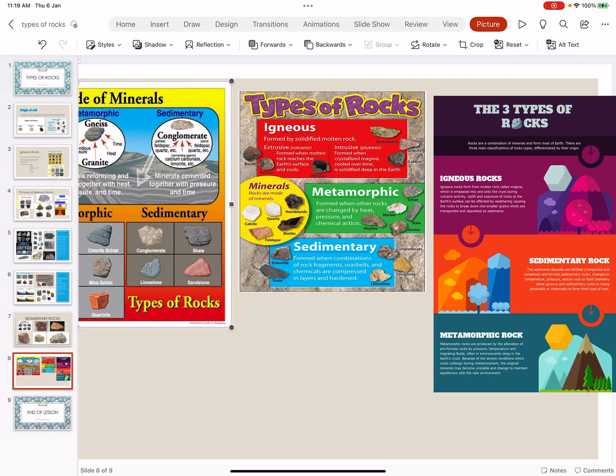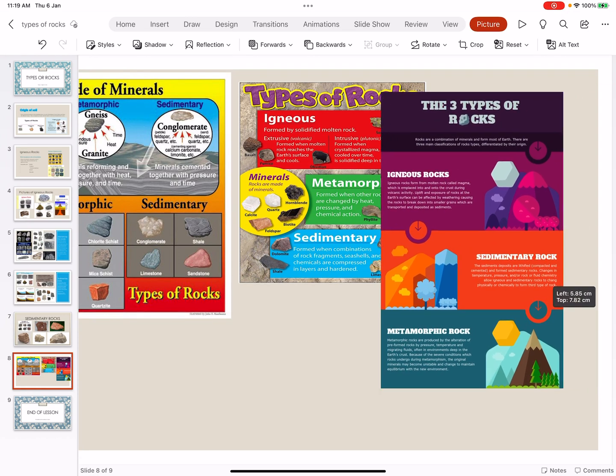Let's look at the next picture. It's also with types of rocks. Igneous, formed by solidified molten rock. Metamorphic, formed when other rocks are changed by heat, pressure, and chemical action. Sedimentary, formed when combinations of rock fragments, seashells, and chemicals are compressed in layers and hardened. And let's look at the last type.